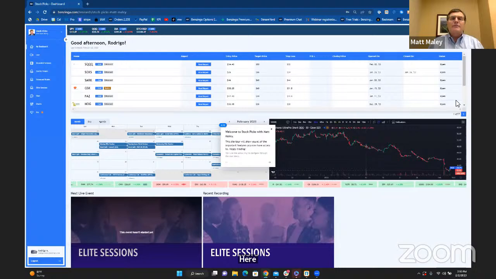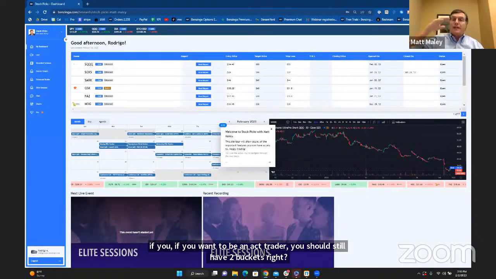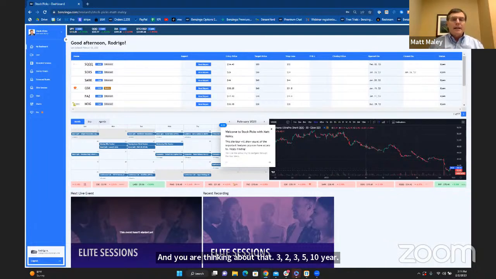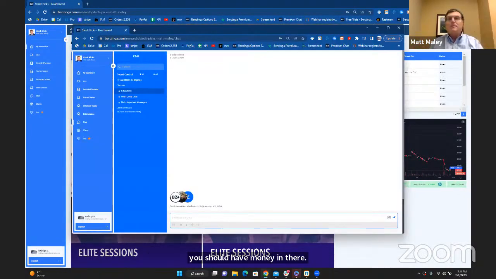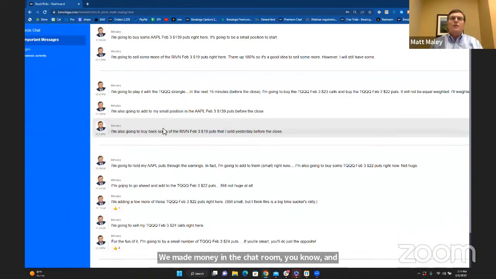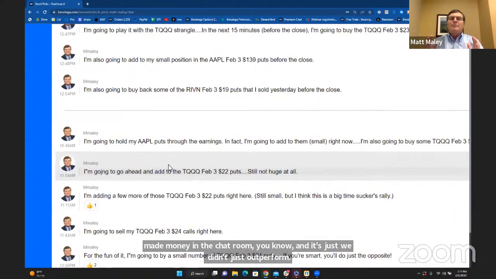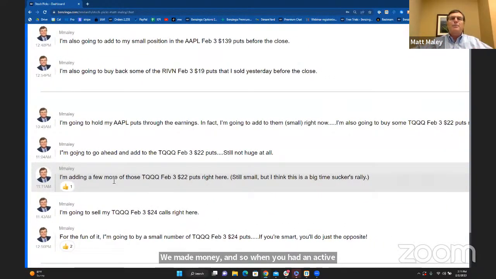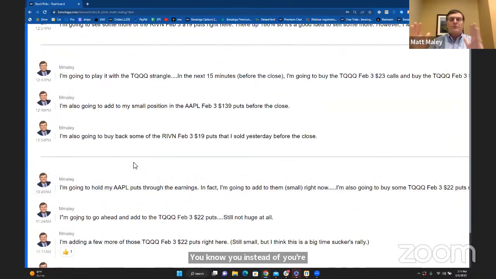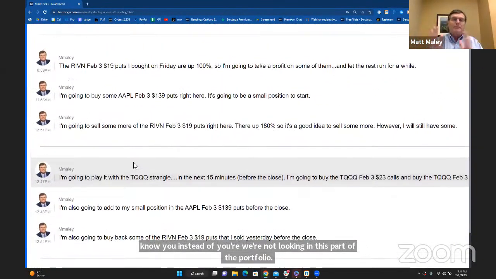Yeah, again, if you want to be an active trader, you should still have two buckets. You still want to have that long-term bucket of money, where you are thinking about that 2, 3, 5, 10 year, in some cases 30-year time horizon, and that's fine. And you should have money in there. But last year was a year where a lot of people lost a lot of money. We made money in the chat room; we didn't just outperform, we made money. And when you're an active trader, I think it's good that you're looking for that cash flow, in this sliver of the portfolio. For some people it's a large sliver, for some people it's small, whatever you choose.